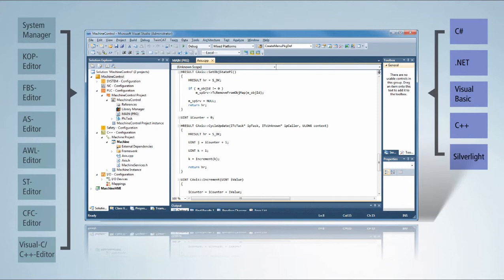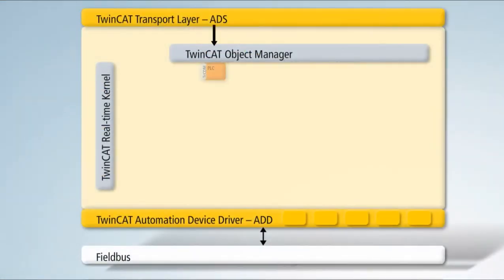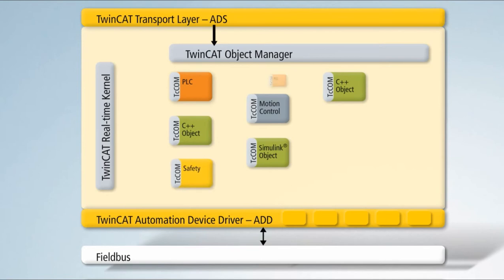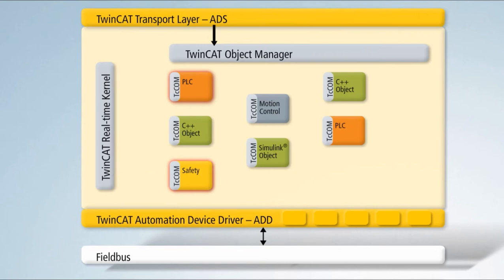In the runtime area, we have the possibility via ADS to perform corresponding downloads and to run debugging interfaces. We have a central object manager that manages all objects that run in runtime. And then, of course, we have the familiar PLC or also CNC objects that run in a real-time environment. However, we also have the possibility to download objects generated by C, C++ or MATLAB Simulink and to execute them under real-time conditions.